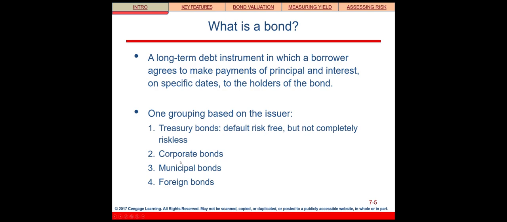The second one is corporate bonds. These are the ones issued by corporations. Third one is municipal bonds. These ones are issued by the local government. The last one is foreign bonds. These ones are issued by the foreign government.